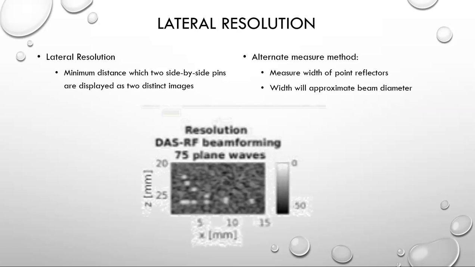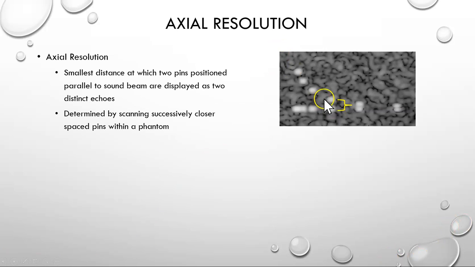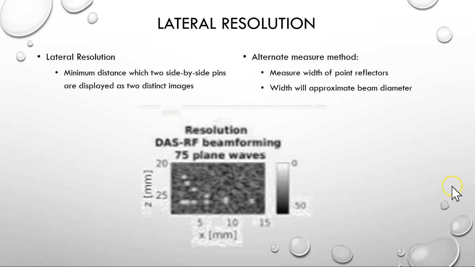Lateral resolution. Okay, here we go. These cannot be separated. These can, and of course these in the vertical can. Lateral resolution is the minimum distance side by side in which pins can be displayed as two distinct images. So here we see these are blurred together, but these, there's a gap that we can see, and perhaps this gap is the one that is best for the lateral resolution.